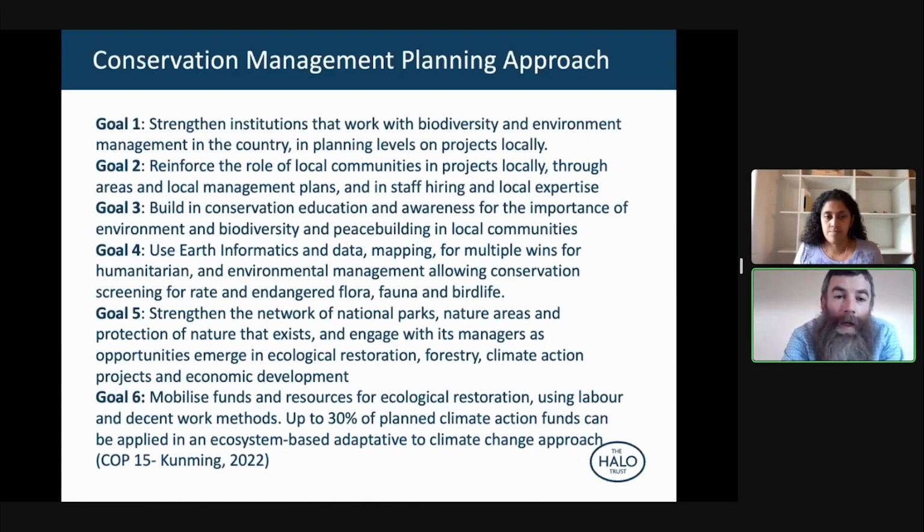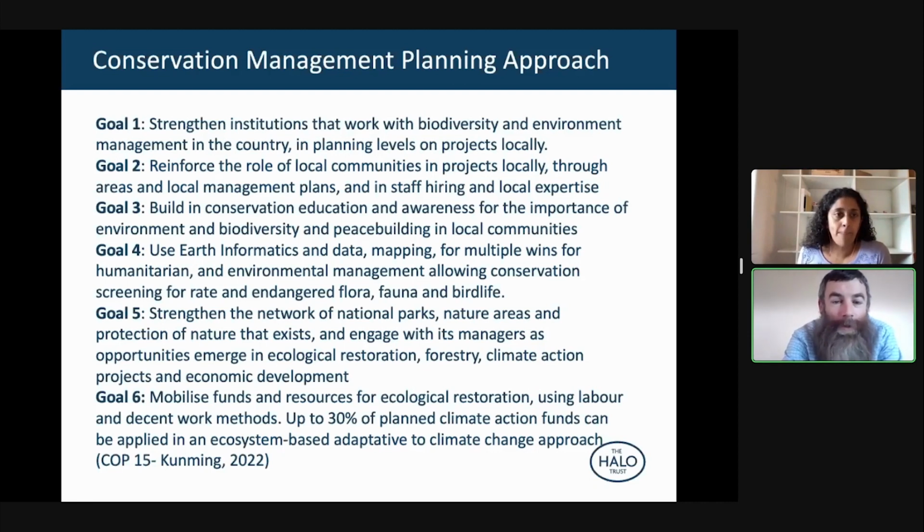Specifically in Angola, the national parks, the nature reserves, the forest reserves, nature areas, how that network is there and how we strengthen that network and engage with that network provides so many opportunities for the country, the government of Angola in this case, for the future: ecotourism, working with the national park managers, ecological restoration, forestry, climate action projects, and economic development.